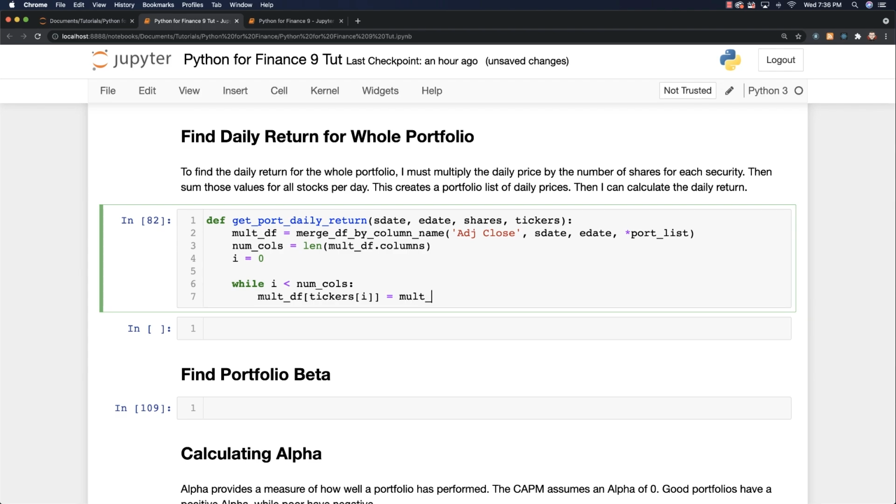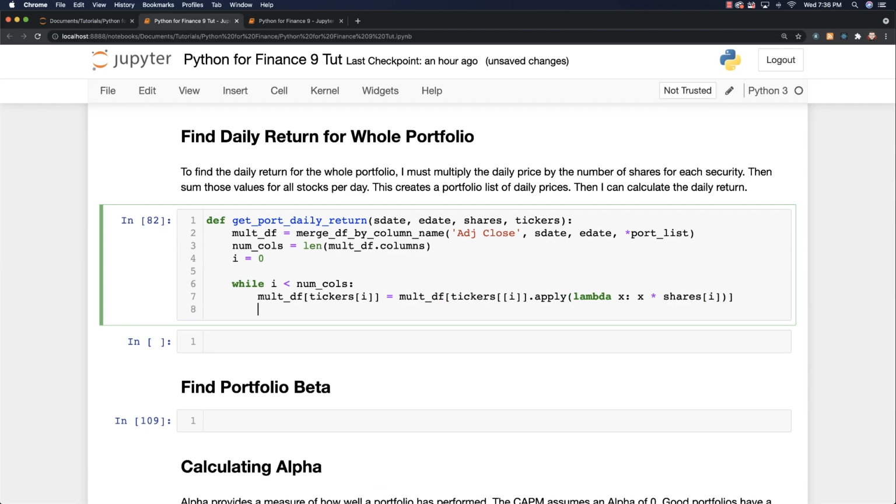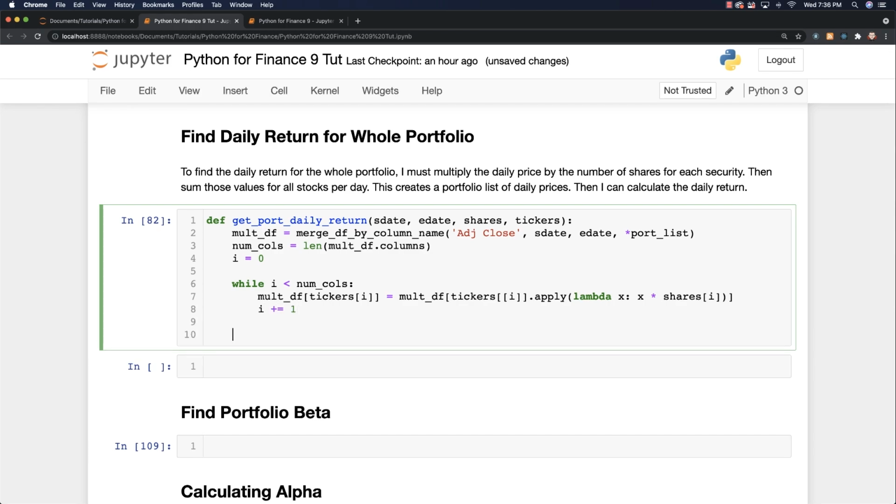Then I can go mult data frame and tickers and I and dot, and I can call apply and lambda x colon, and I'm going to multiply the value for each of the individual securities by the number of shares for said securities. All right, so I'm going to calculate that, and then I just need to increment the value of I. All right, now that I have all that, I can create a new column with the sum of all the stocks.